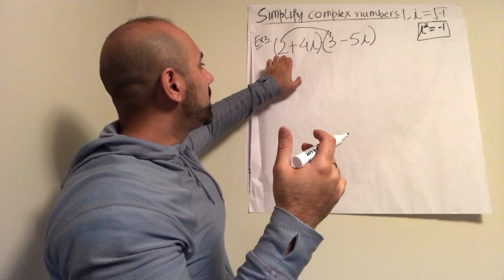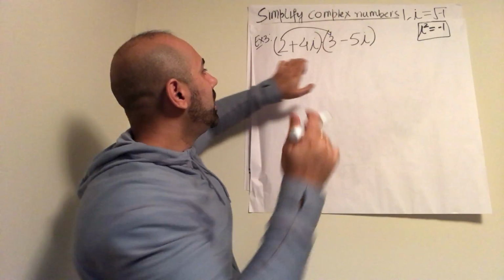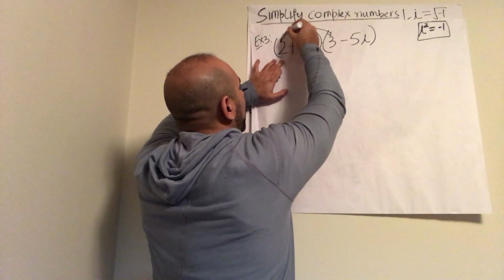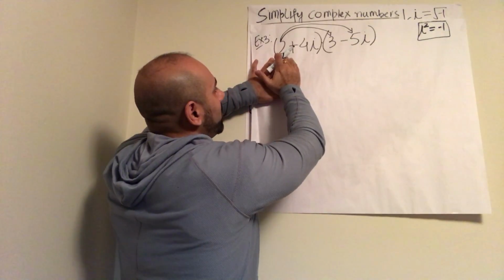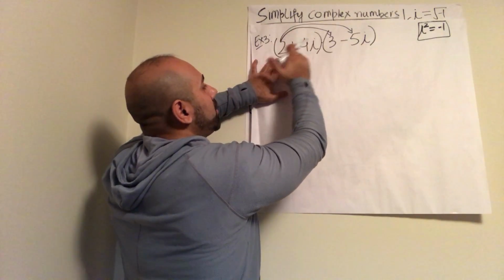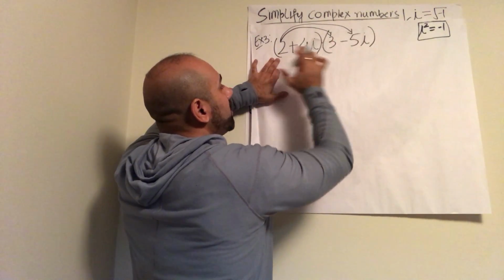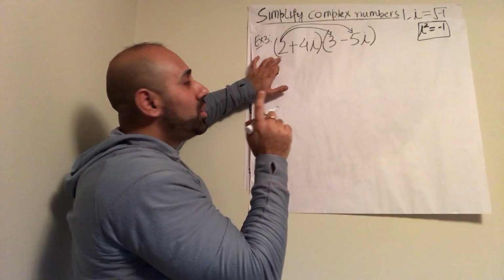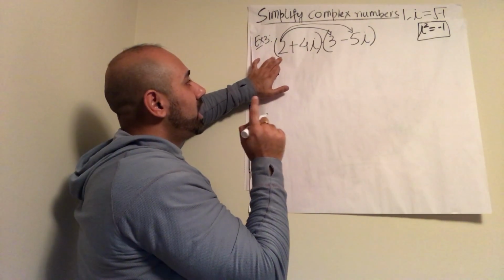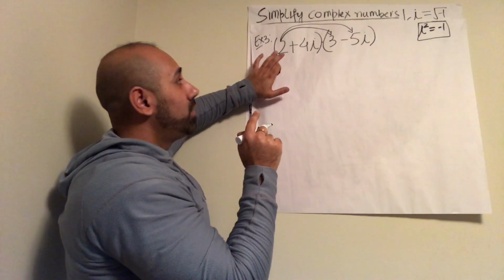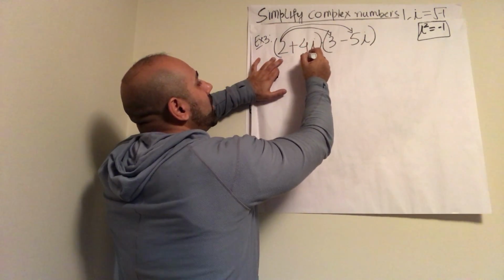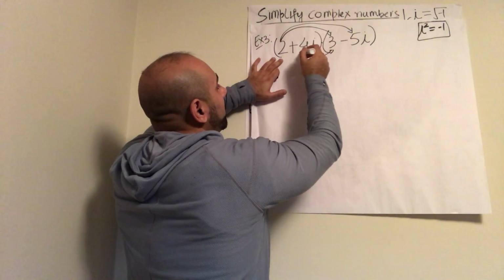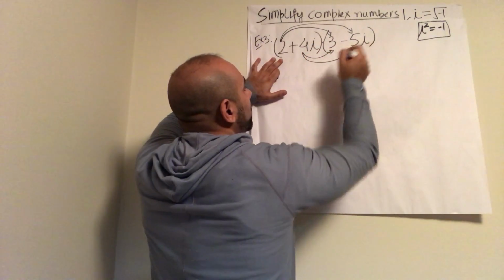So I draw an arrow from 2 to the first number here, and another arrow from 2 to the next number. That tells me I have to start with 2 and distribute, or multiply, this 2 with both of these quantities. At the same time, I also have to make sure I'm distributing each and every piece of the complex number. The next quantity is this positive 4i. We also have to distribute that with the other quantities, so I draw those arrows as well.